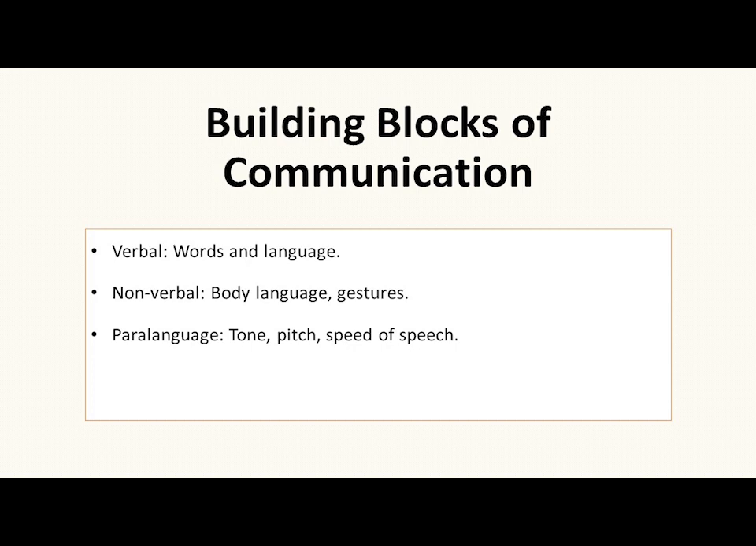So when you communicate, it's not just about the words, it's about the whole package. What you say, how you look, and the way you say it. And by how you look, I don't mean your dress, but rather your facial expression. Okay. This understanding is really important as we move forward because it forms the basis for effective communication.